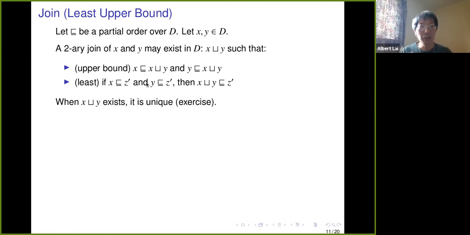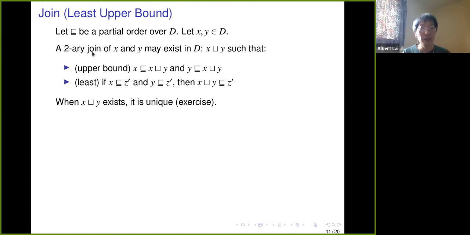So join, or least upper bound. Sometimes least upper bounds exist, sometimes they don't. But at least we can define what we want out of the least upper bound, and then we can talk about under what scenario they exist and under what scenario they don't exist.